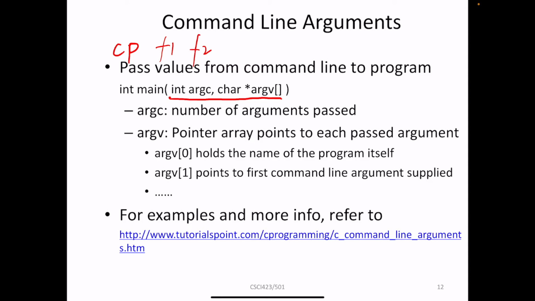For argc, it means the number of arguments the user passed from the command line. For argv, it is a pointer array, and each pointer points to each passed argument. So let's see the example we just mentioned. This is cp f1 f2. So for this example, argc will be equal to 3.